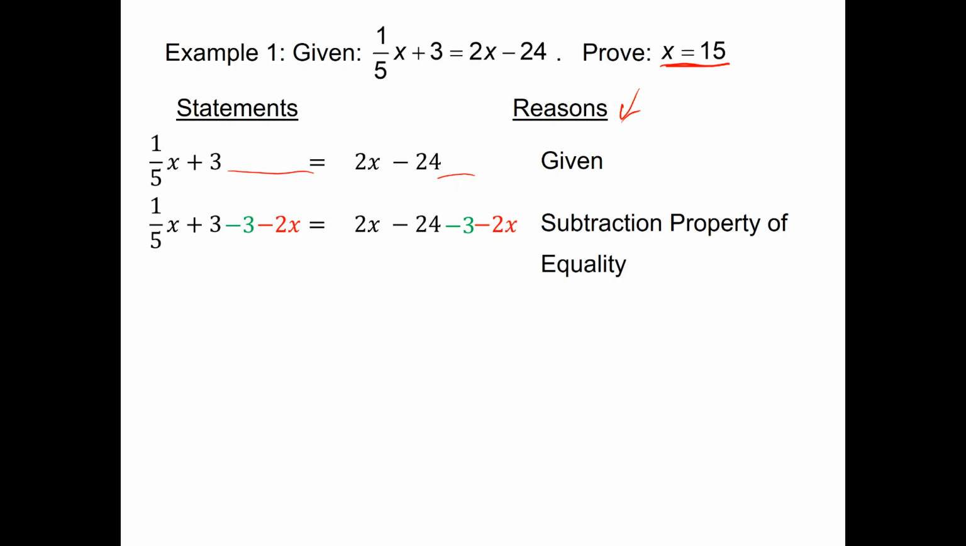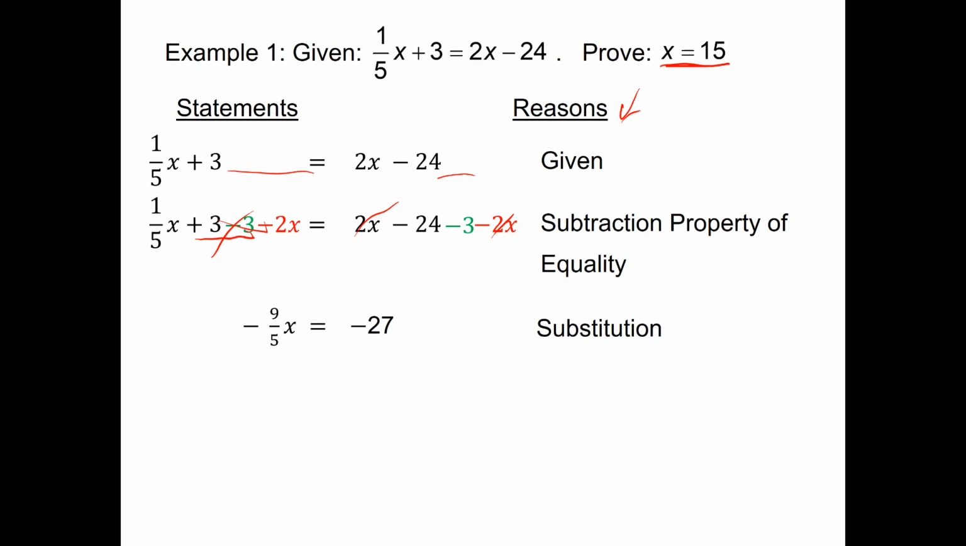Now I'm going to go ahead and clean that up. My negative 3's are going to subtract out. My 2x's are going to subtract out. Then over here on the left, I've got my 1/5 x minus 2x is going to give me negative 9/5 x. My negative 24 minus 3 gives me negative 27. Now on to my next step. Oh, by the way, sorry, that's a substitution because I'm substituting negative 3 plus 3 for 0, and then 1/5 minus 2x gives me negative 9/5, etc. All 4 sets of those.